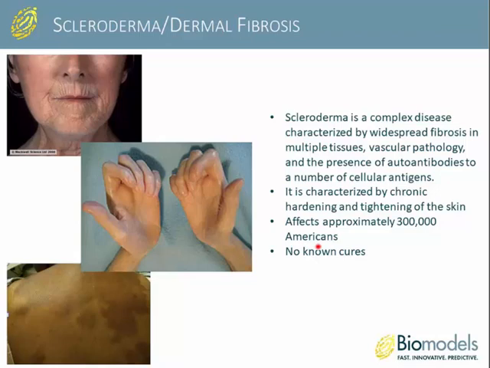And though it's a relatively rare disease, it affects approximately 300,000 Americans, and there are no known cures for this disease. But there's a large dermal fibrotic component of this disease that's easily observable, as well as fibrosis in a number of other areas of the body.